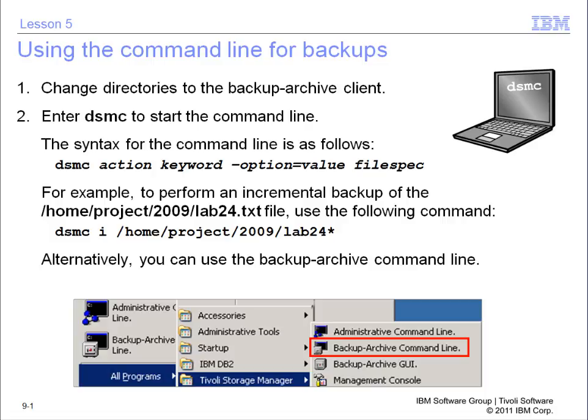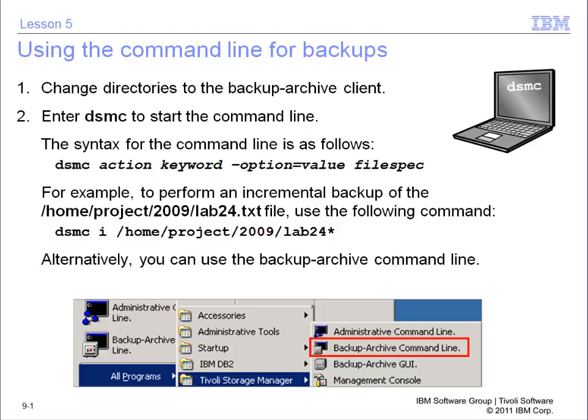Or you can just preface the command with DSMC. You don't start up your backup archive client command line window, but you can run the command from your operating system because you're prefacing it with the DSMC. So we're going to do an incremental backup of the home project 2009 Lab 24 text file. We would say DSMC, I, and our directory. We're going to use our wildcard, the asterisk, to show all file extensions.